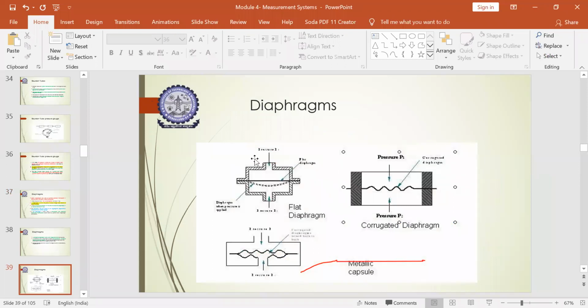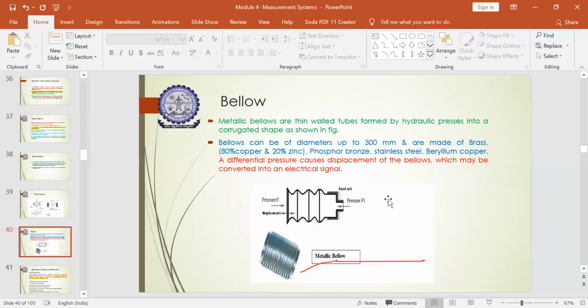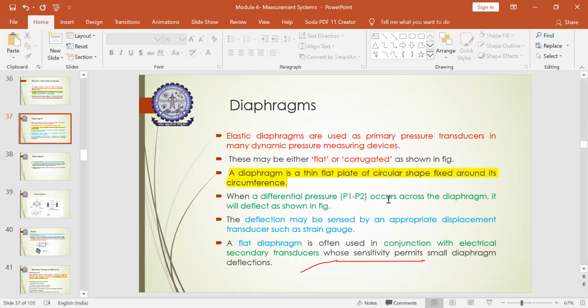So you have here the flat diaphragm. In the flat diaphragm, you have the pressure variation. You have an input pressure provided here, and you will have variation in the pressure when it is subjected on both sides: one input pressure in one way and the input pressure in the other way. Due to the variation in the pressure, the diaphragm gets deflected in the case of a flat diaphragm. The same thing occurs in the case of a corrugated diaphragm also.